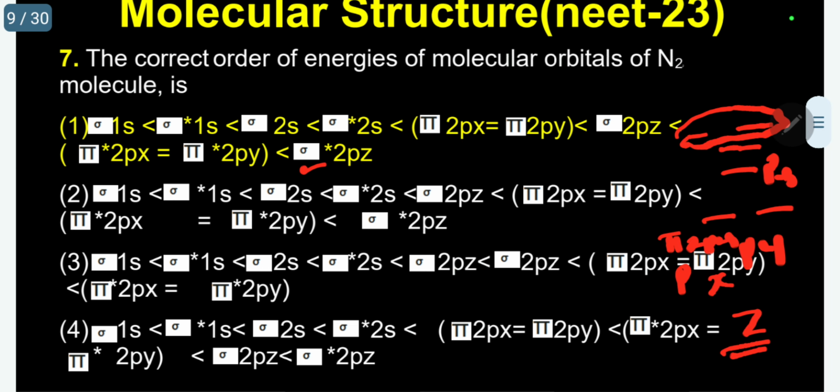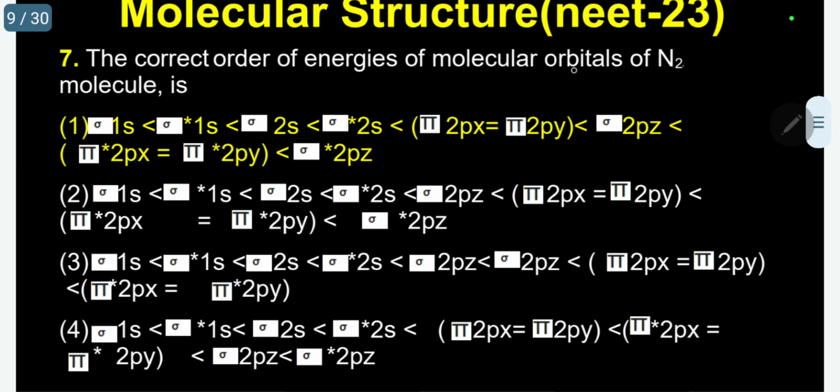Then see the top, the number 1. So it is not correct. Then number 2, sigma star, it is not correct. Then see here, pi star 2px equal to pi star 2py. So this is probably the correct answer. Kindly follow. How can I now come back? You just think of the diagram. Sigma 1s star greater than sigma 1s. Sigma means bonding, star means antibonding. The same is 2s star greater than 2s. Then sigma 2pz, that is the molecular axis, greater than pi 2px. This is star.